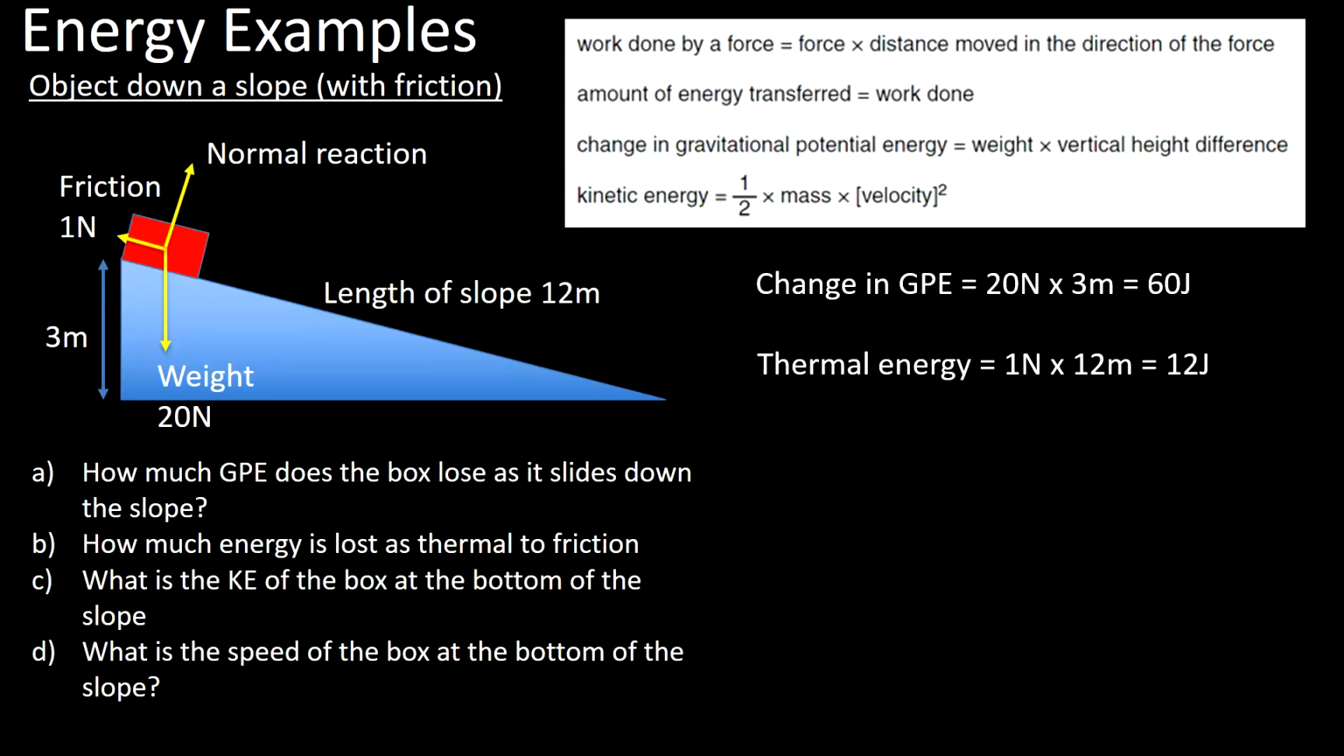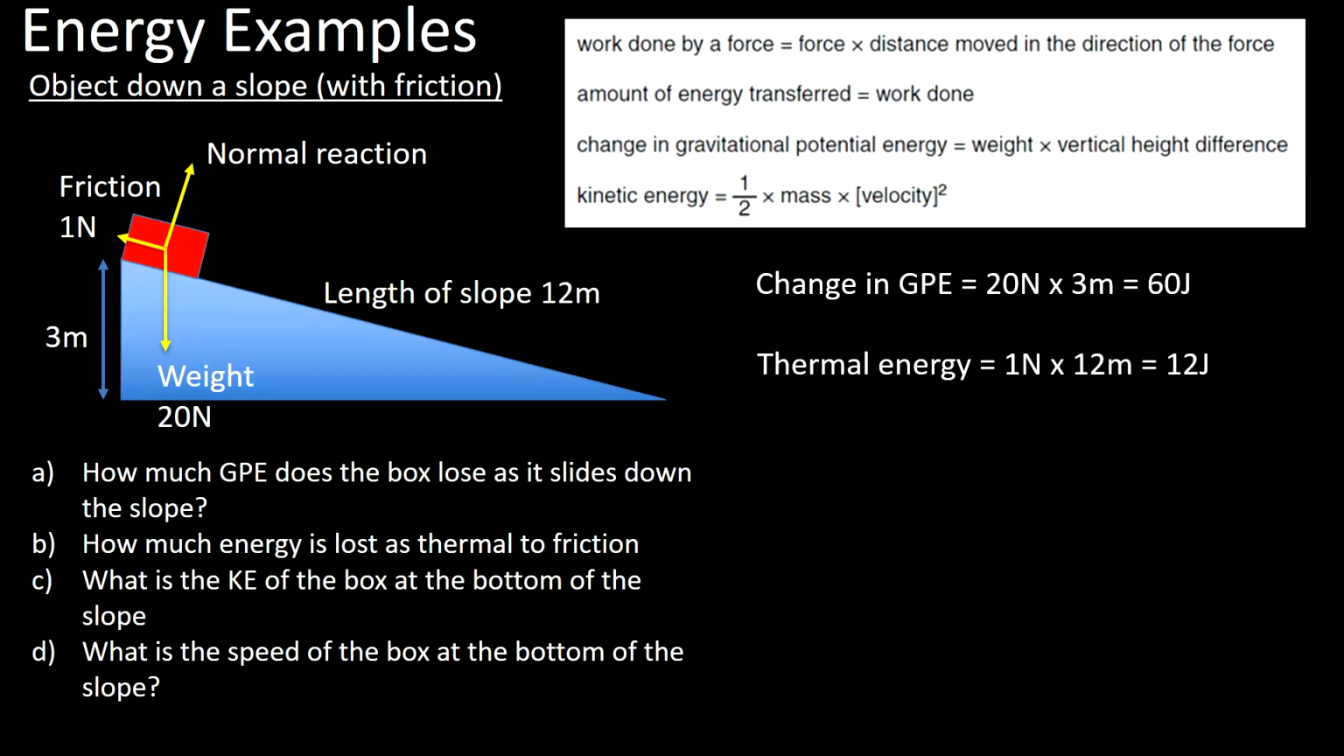Well, this time our frictional force is 1 newton, so that's our drag force. But we have to be very careful. If you look at the work done by a force equation, it's force times distance moved in the direction of the force. And the frictional force is pointing along the slope. So we don't want to use the 3 meters here because that's not the direction that the frictional force is pointing in. We need to use the 12 meter length of the slope that we've been given.